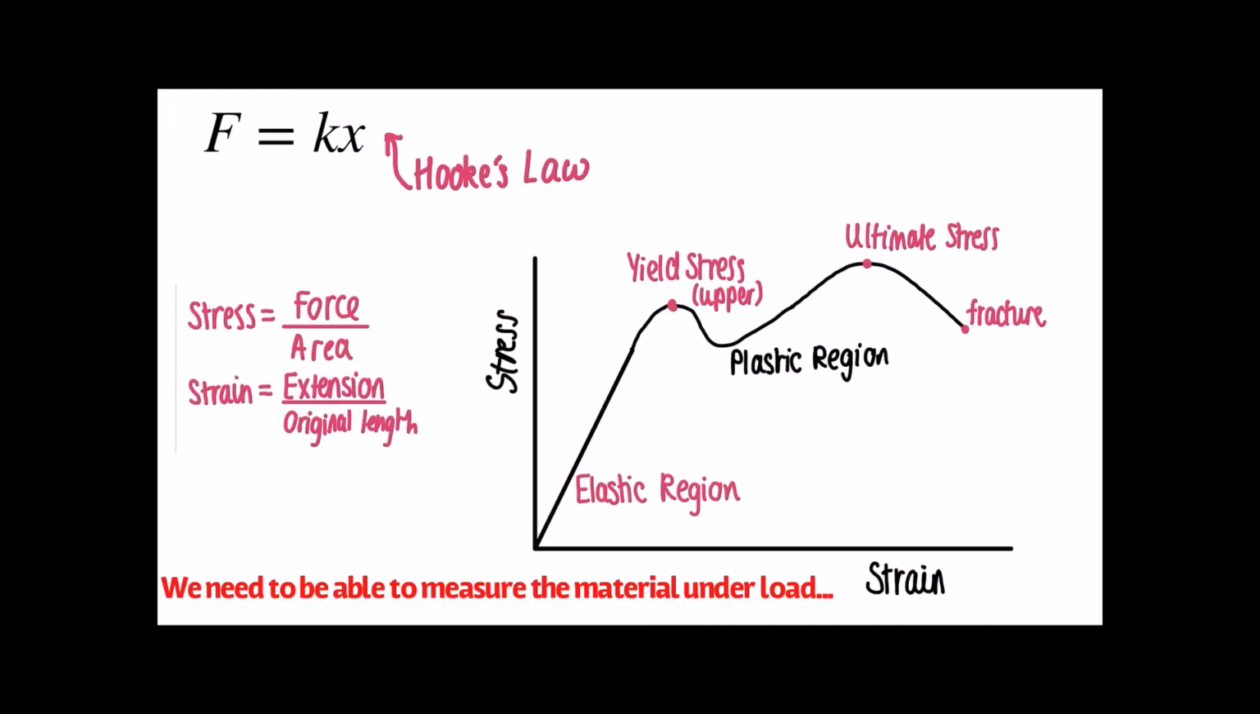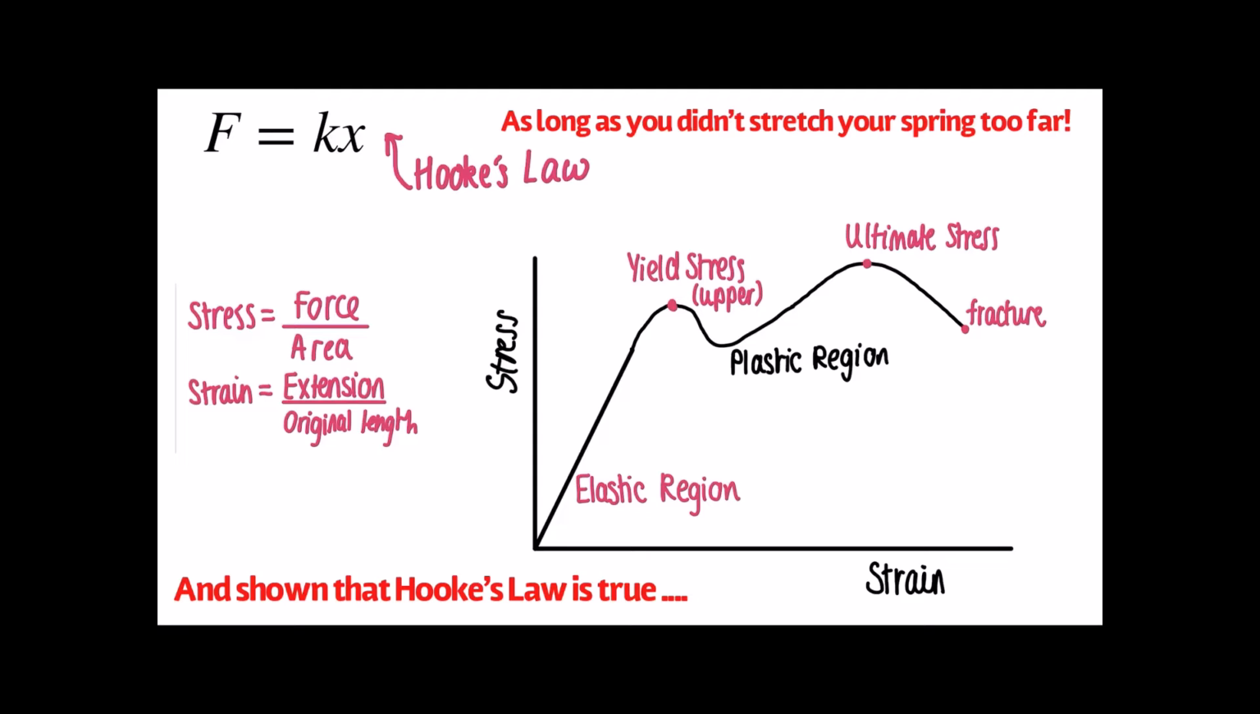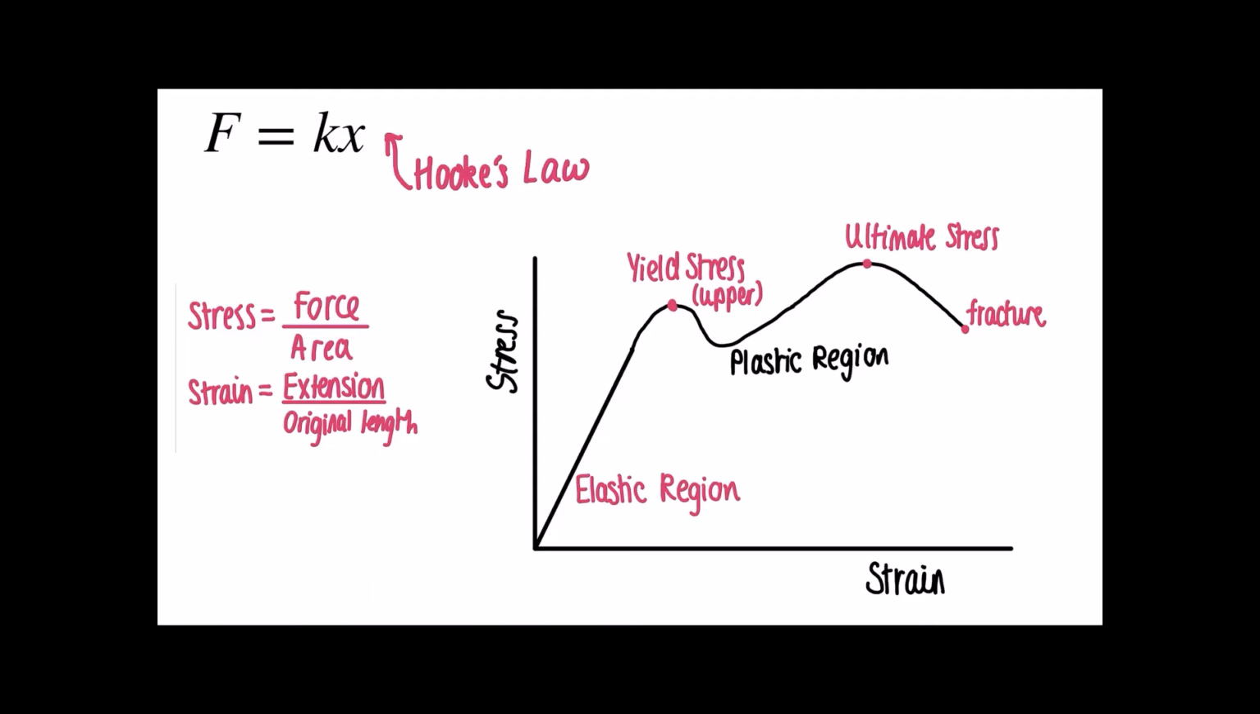We need to be able to measure the behaviour of the material under load or force to determine the strength of the material. At school you might have plotted a force extension graph and shown that Hooke's law was true, as long as you didn't stretch your spring too far. Hooke's law is that the force applied to the material is directly proportional to the extension, or F equals kx. This means if I add 1 Newton of force and my spring extends by 1 centimetre, that if I add 2 Newtons of force, it'll extend by 2 centimetres.